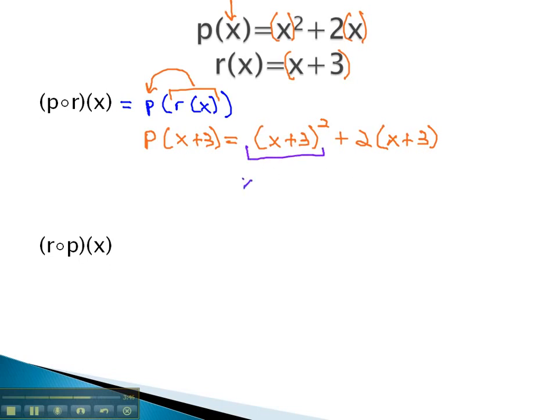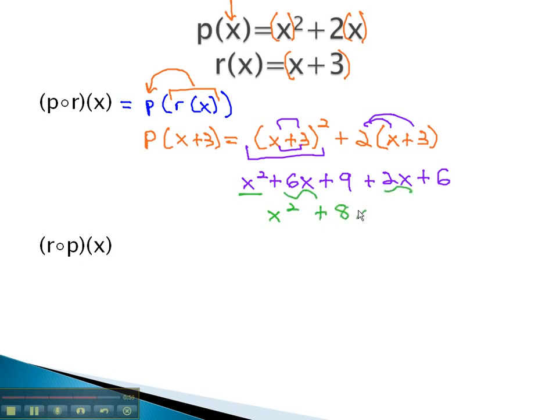Squaring will give us x squared. The product twice, 3x and 3x is 6x, and 3 squared is 9. Distributing gives us 2x plus 6. And then we can finish by combining like terms to get x squared plus 8x plus 15 for our function p of r of x. In other words, we stick the r of x into the p function.